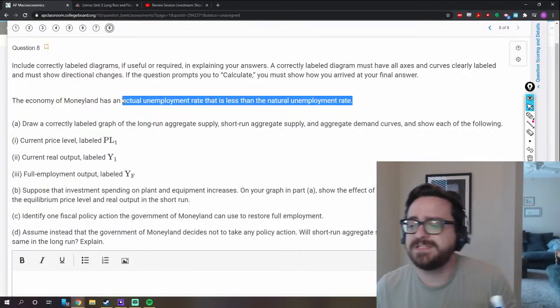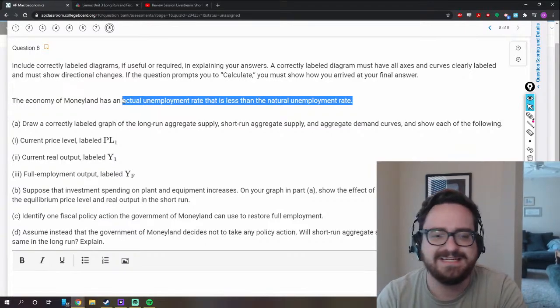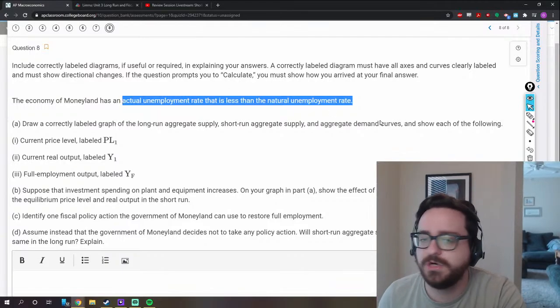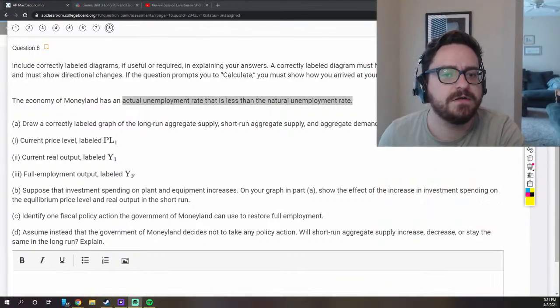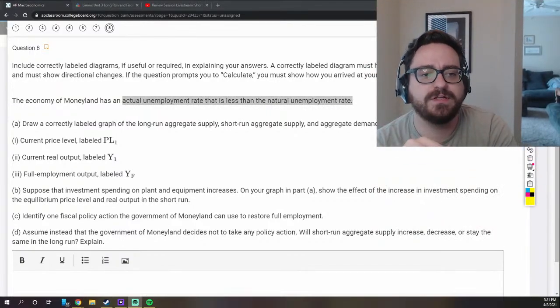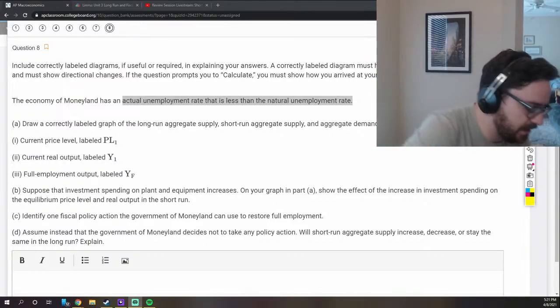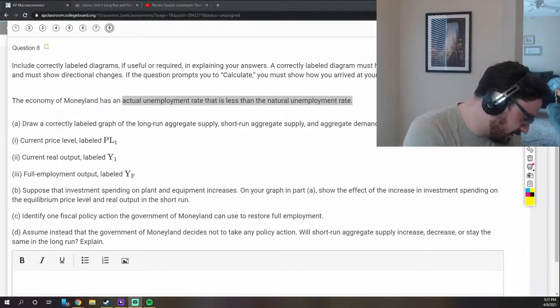B, suppose that investment spending on plant and equipment increases. On plant? That sounds weird. I don't like that they phrased that. It says to show the effect of the increase in investment spending on the equilibrium price level and real output in the short run. All right. So there's an increase in this stuff. This kind of spending is going up. There's more investment spending.